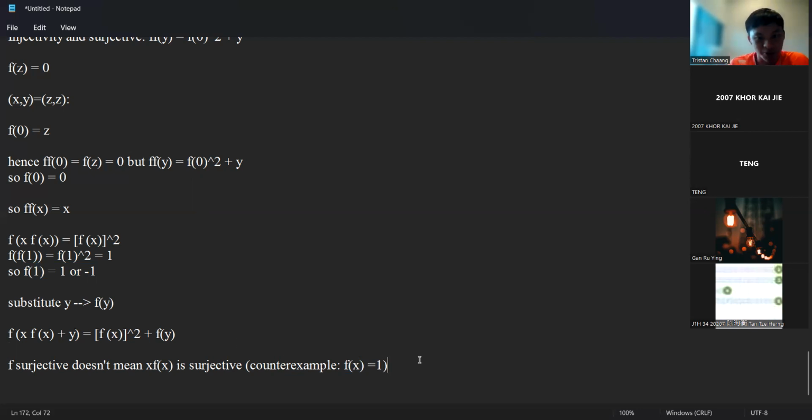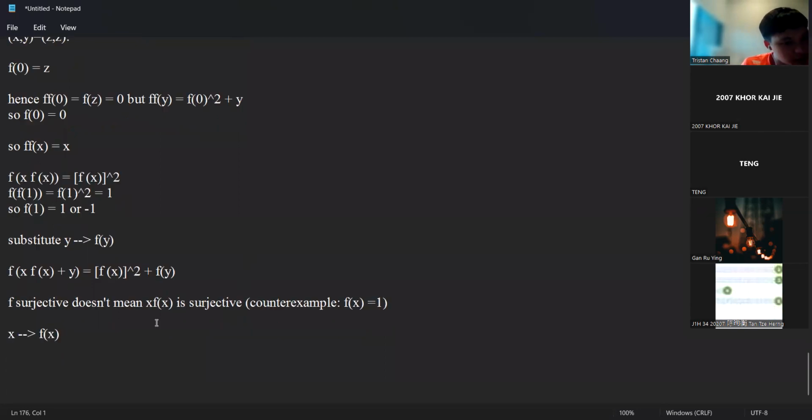Okay, so here's something that I would try. I will try to let x become fx. Then x fx becomes fx ffx, which is just x fx. So that's the symmetry popping in. And the right hand side gives us x squared plus fy. And so we're almost done here.